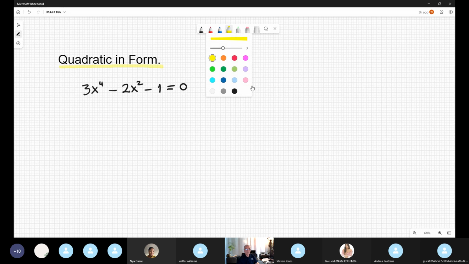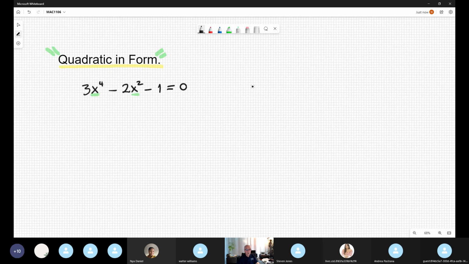Quadratic in form is, let me use green color. I like it in green color. Okay, this expression is to the 4th power, and this expression is to the 2nd power. Now, 4 is twice 2. So I take advantage of this property. When this situation happens, I recognize immediately that this equation is quadratic in form.